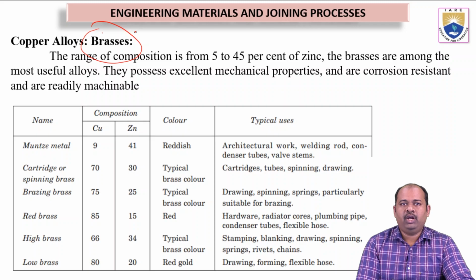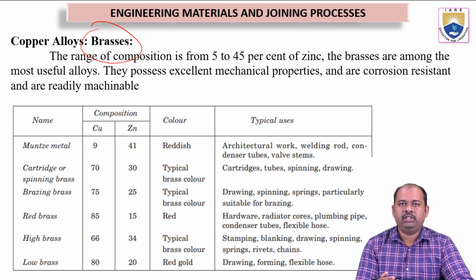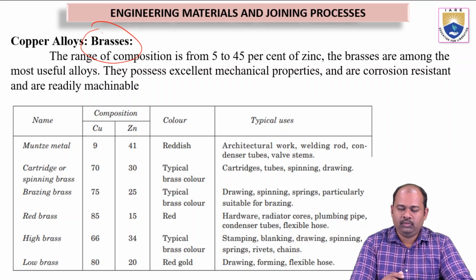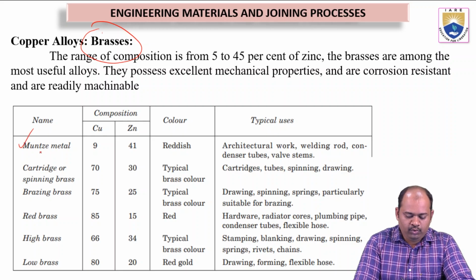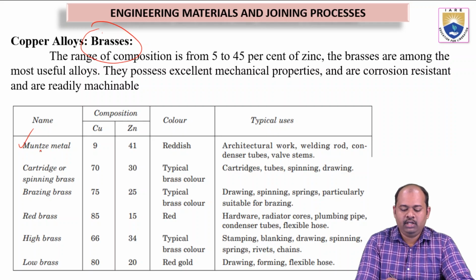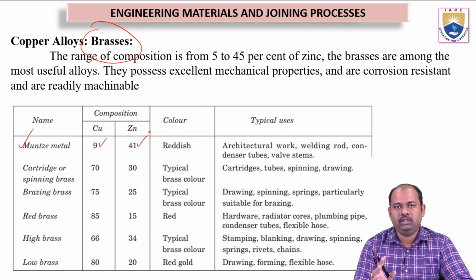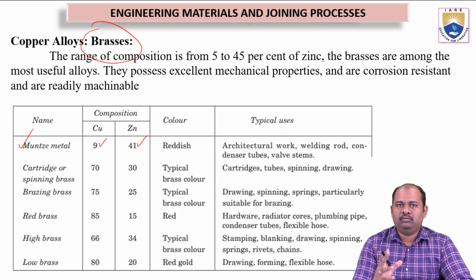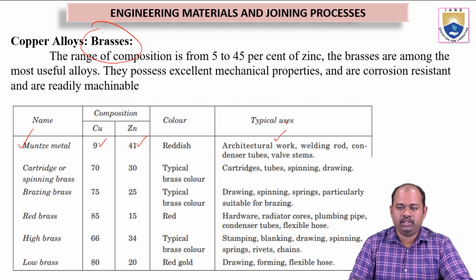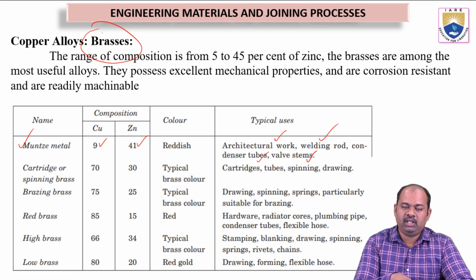Now we are studying brass. In this, we have different types of brass depending on the percentage of zinc and copper that is added. Now see, the first one is Muntz metal. So here the copper is 59% and zinc is 41%. This is a typical brass which is used for architectural work, architectural welding rods, condenser tubes, valve stems, etc.